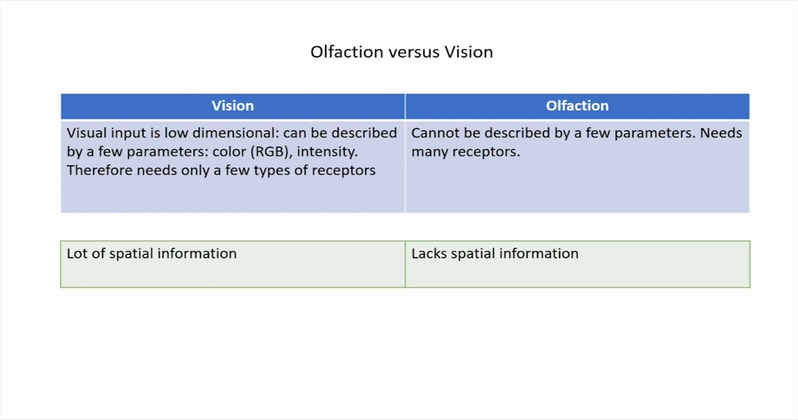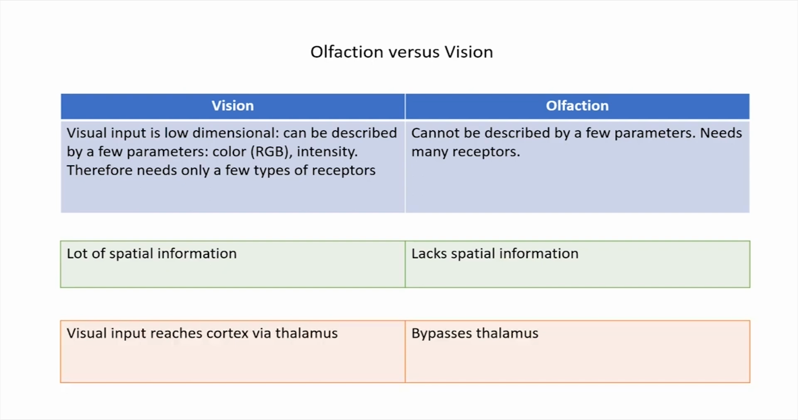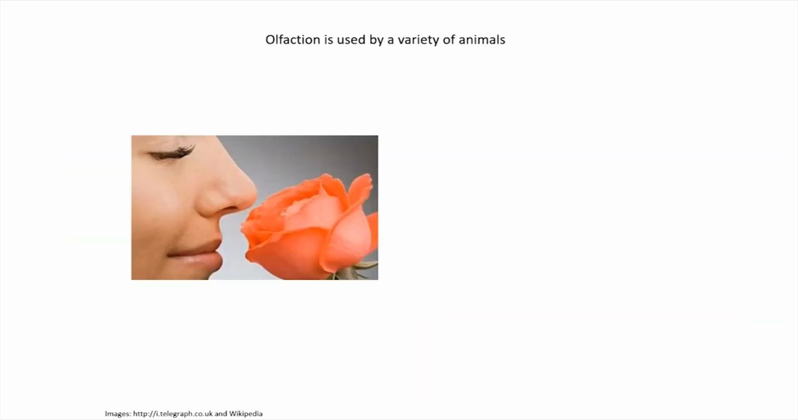And there is one architectural difference between vision and olfaction. So in the case of vision, as in most other senses, the information from the sensory organs reaches the thalamus and then it goes to the cortex. But in the case of olfaction, the information from the sensory organ, that is the nose, goes directly to the cortex without going through the thalamus.